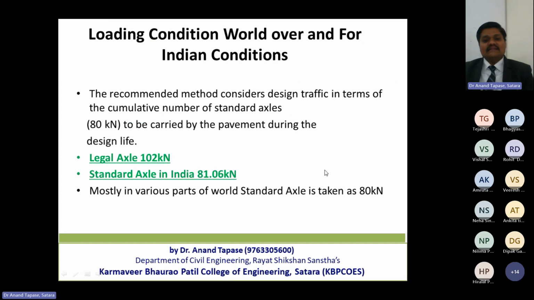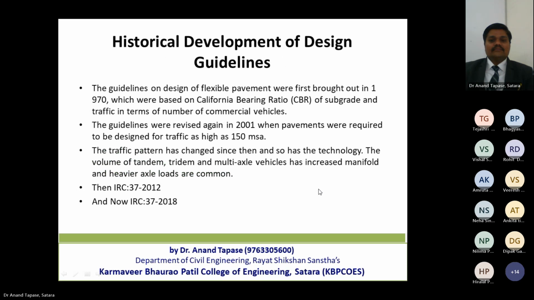Now see, legal axles and the standard axles. In the Indian perspective, the legal axle is 102 kilonewton and the standard axle is 81.06 kilonewton. The historical development I have already told about, that IRC 37 has come a long way over the last 4 decades. 2001 was a milestone revision in the IRC 37 guidelines.